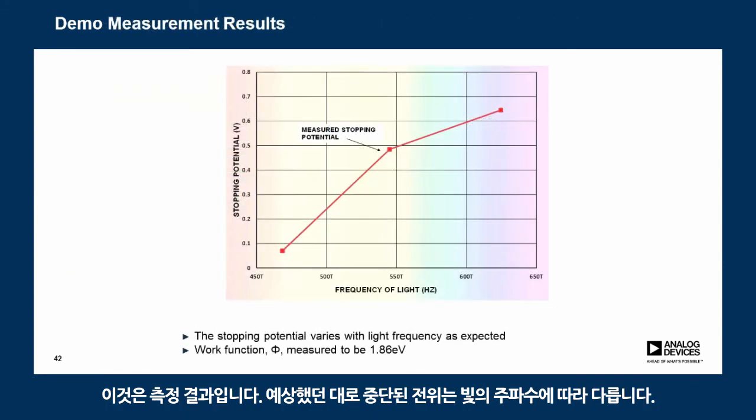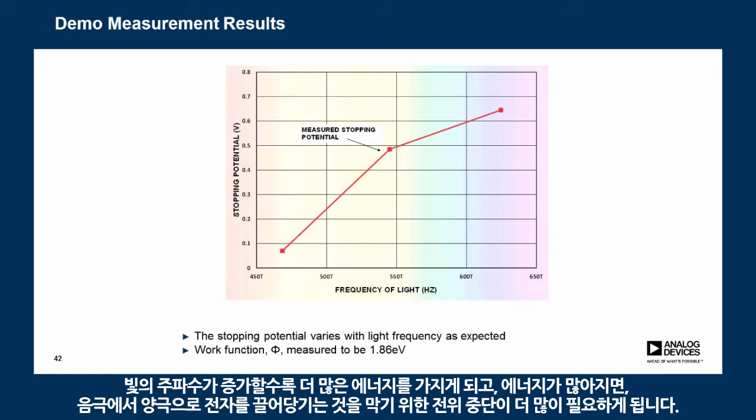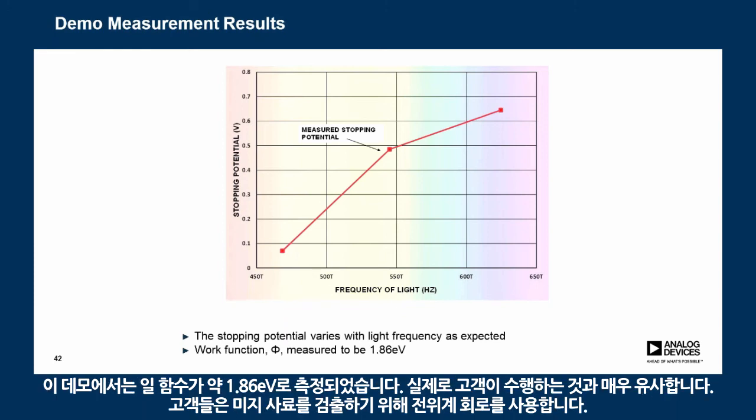So here are our measurement results. And as expected, the stopping potential varies with light frequency. As light frequency increases, it has more energy. And when you have more energy, you need more stopping potential to stop the electron flow from the cathode to the anode. And from this demo, we measured the work function to be about 1.86 eV.